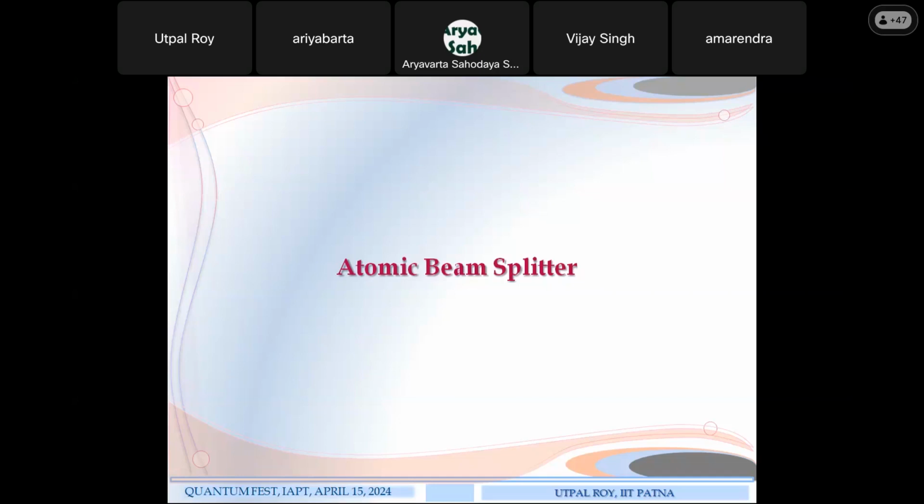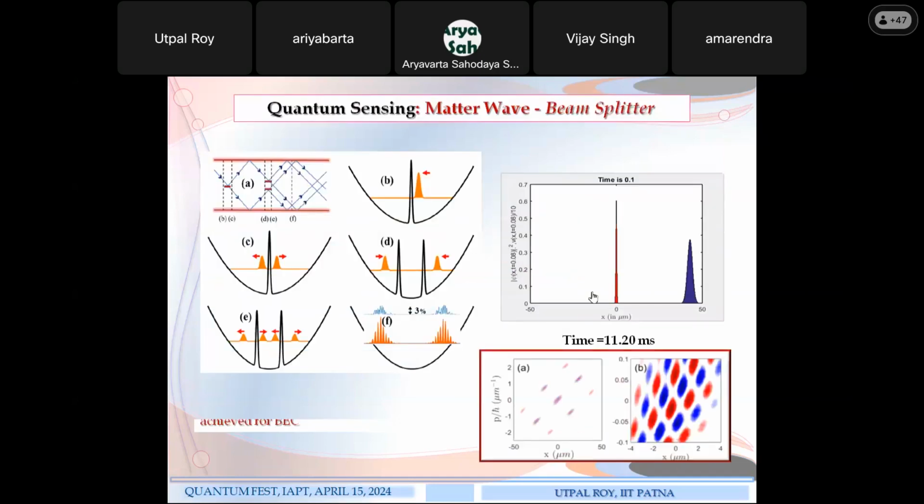So can such a thing happen with an atom, which is quantum? The answer is yes. You can look at it here: this black spike is the beam splitter, and this is the light which is acted on by the atom. So this is the atomic wave packet. This black spike is the beam splitter. Now what happens? It falls on the beam splitter. It splits into two.